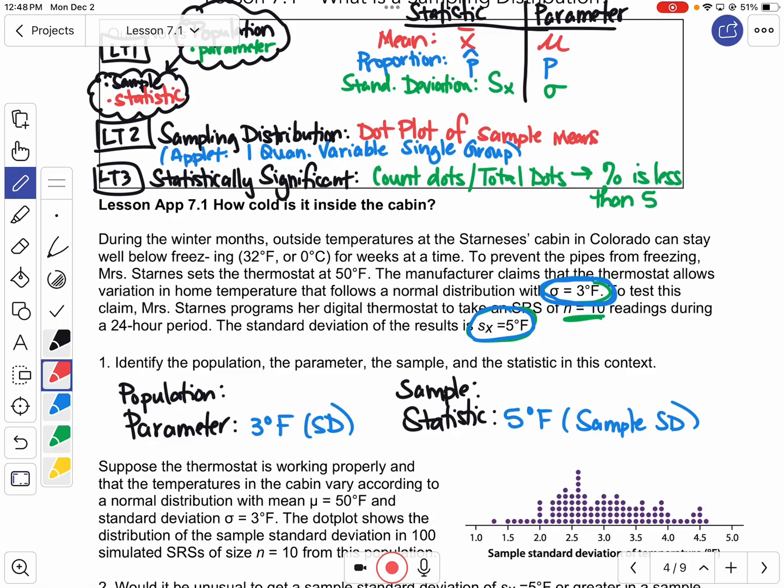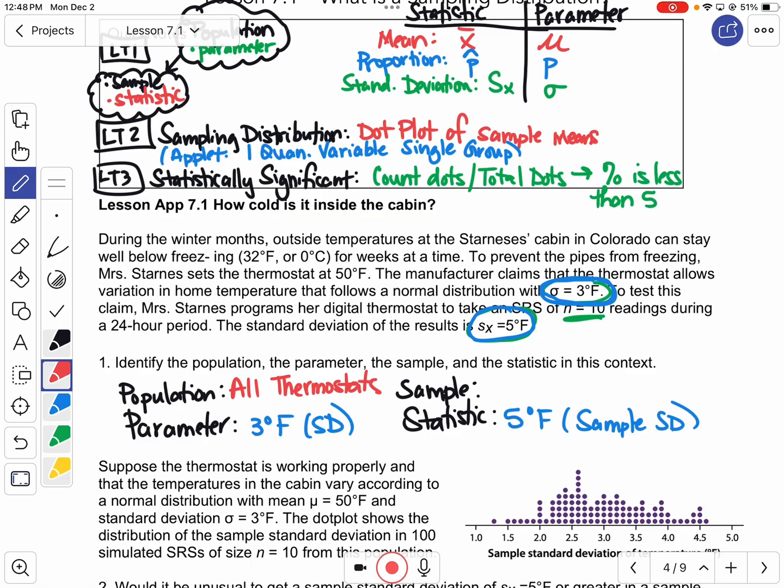Okay, so if we look at this one, it says that the manufacturer claims that the thermostat allows variation in home temperature that follows a normal distribution. So this would be all thermostats. Okay, it goes with all of them. The standard deviation for all of them is 3 degrees. All right, it's what the manufacturer says.